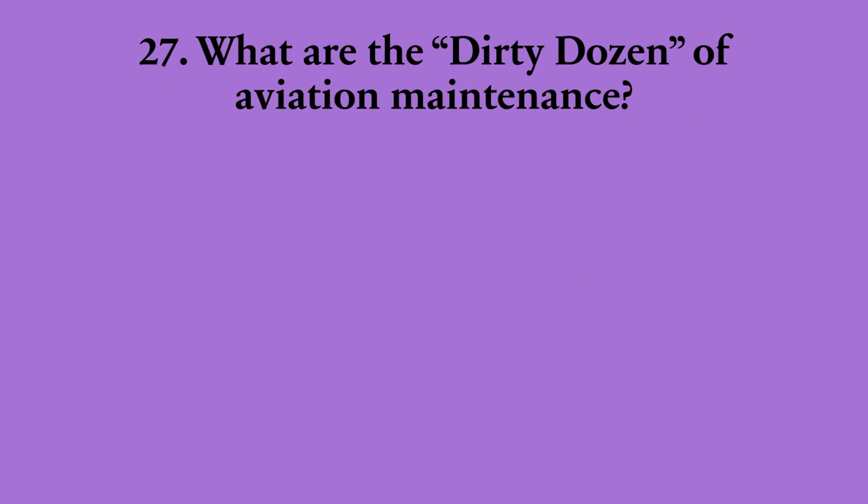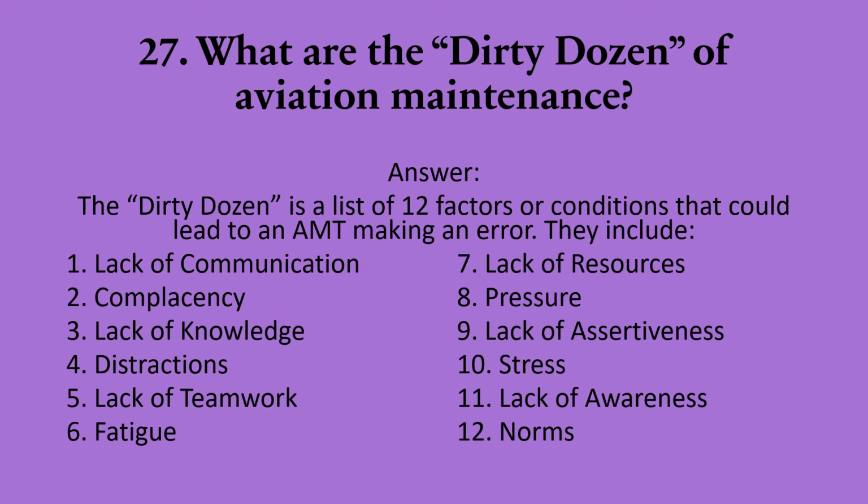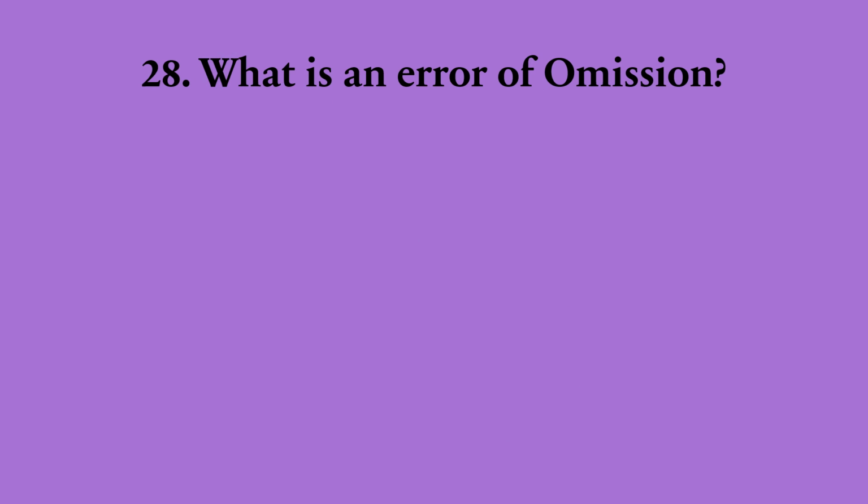Question number 27. What are the dirty dozen of aviation maintenance? The answer is the dirty dozen is a list of 12 factors or conditions that could lead an AMT into making an error. They include 1. Lack of communication, 2. Complacency, 3. Lack of knowledge, 4. Distractions, 5. Lack of teamwork, 6. Fatigue, 7. Lack of resources, 8. Pressure, 9. Lack of assertiveness, 10. Stress, 11. Lack of awareness, and 12. Norms.